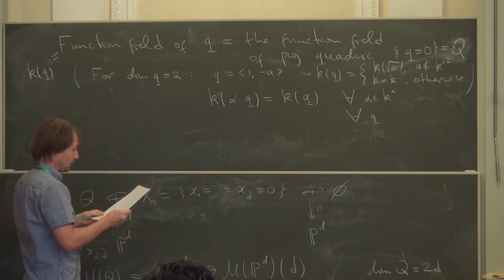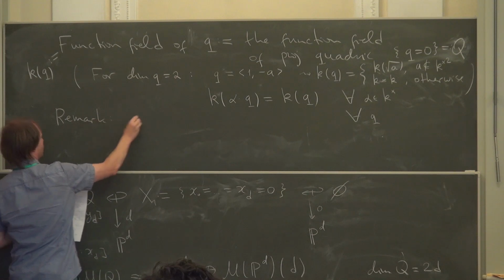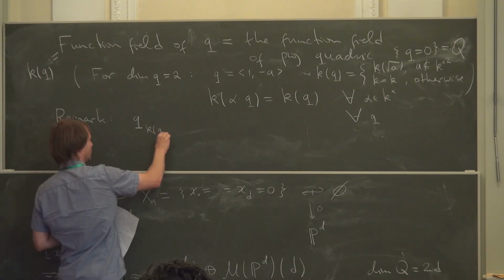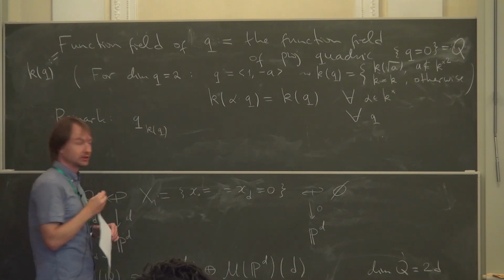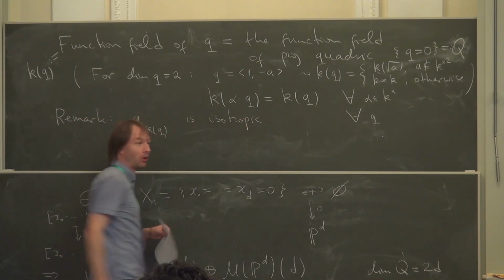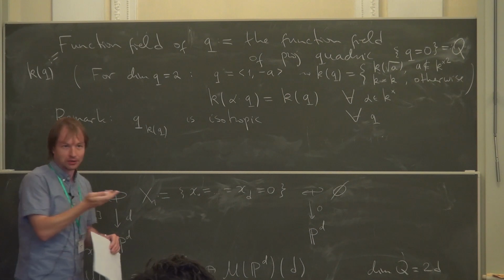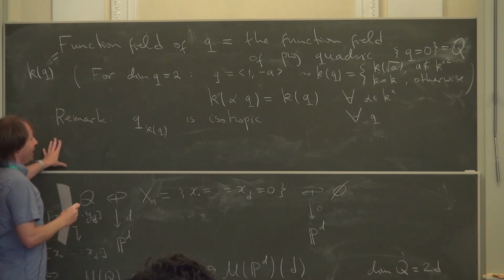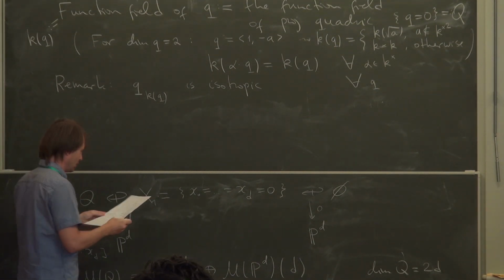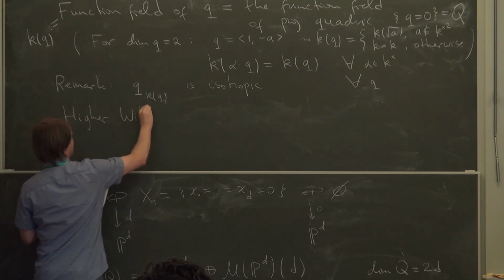Okay. So now, a trivial or almost trivial remark: if you take any quadratic form and extend our scalars to the function field of it, this quadratic form is always isotropic. So it has a non-trivial zero over its function field. The generic point, if you want. And this motivates the following definition of higher width indices of Q.